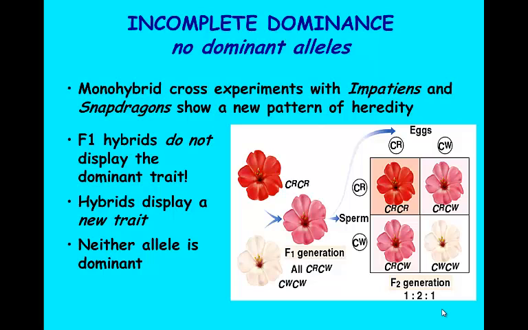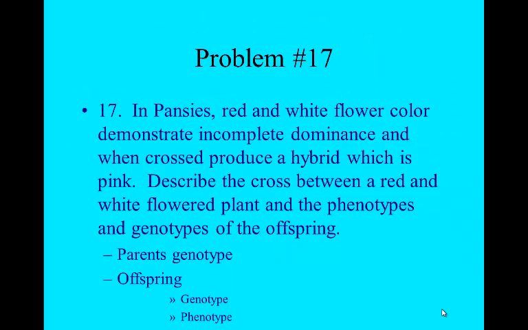And then when you take those intermediate flowers, the F1 generation, where they're all pink, and cross them, you end up with a 1 to 2 to 1 ratio of white to pink to red. Again, this is what happens when neither allele is dominant. Both alleles show up.